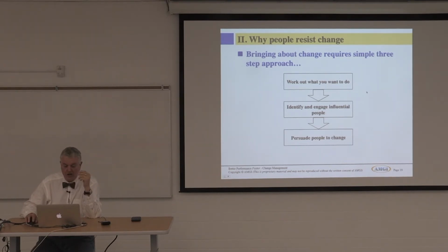Bringing about change requires a simple three-step approach. Work out what you want to do. So you have to know what results you want. Identify and engage influential people. It's one of the first things I did. Who are the influencers here? And it may not be the top management. It could be somebody in the corner who's been there 40 years, who's loved, who's like a godfather or mother. But there are individuals who have great influence, powerful influence, who are very respected and very loved. And you've got to figure out who they are and work with them on this.